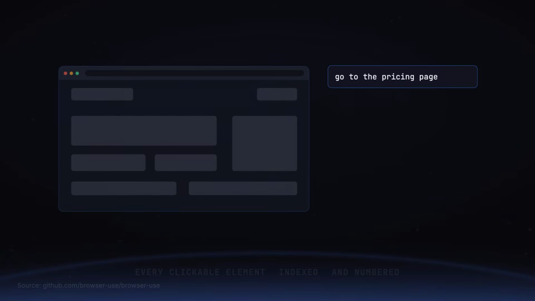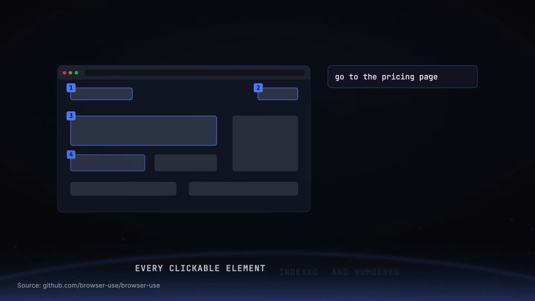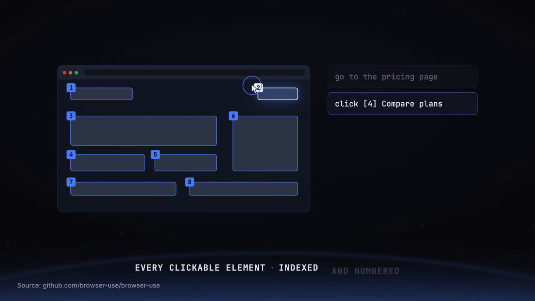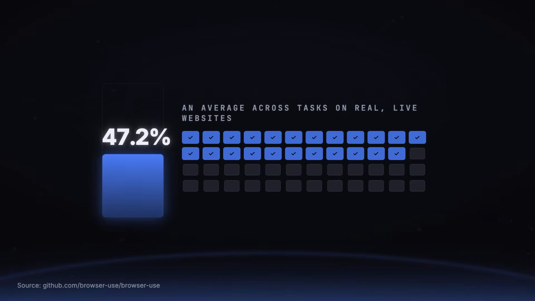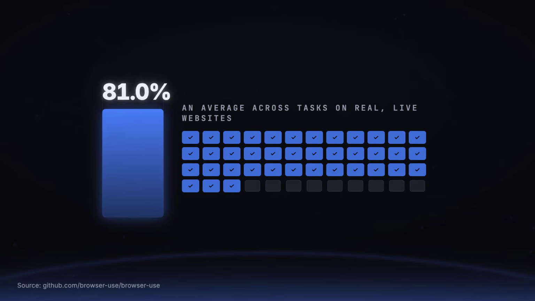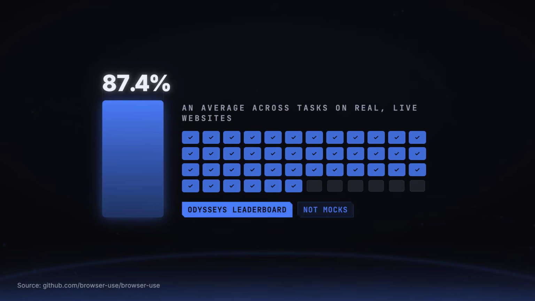It reads a page roughly the way that you do. Everything clickable on it gets a number. The model picks a number. The click happens, move the layout around, and the numbers just move with it. The project reports an 87% average right at the top of a public leaderboard, measured on live sites rather than a frozen copy, which is the harder version by far.